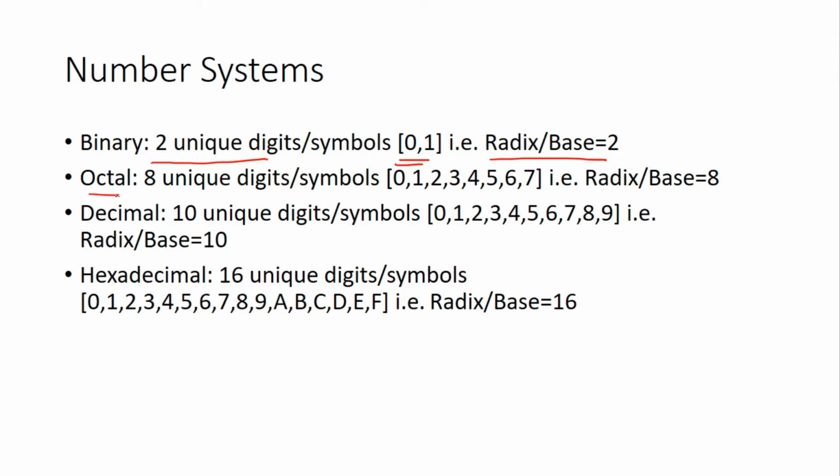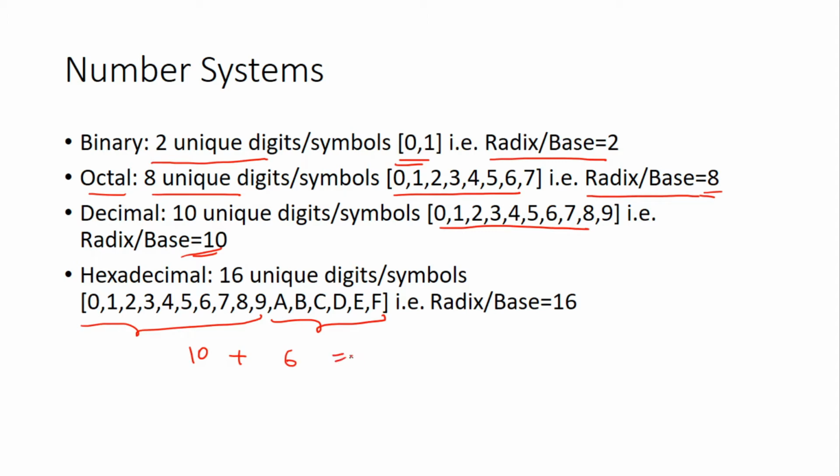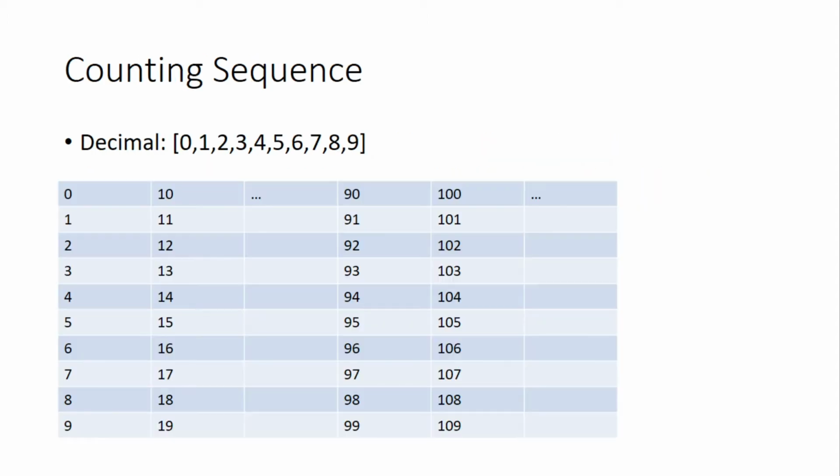In octal, we have 8 unique digits from 0 to 7. So 0, 1, 2, 3, 4, 5, 6, 7. And the radix or base for octal is 8. For decimal, the radix or base is 10 because we have 10 unique digits from 0 to 9. And in hexadecimal, we use 16 unique digits. So we have the usual 0 to 9 from decimal, and we have 6 special symbols: A, B, C, D, E and F. So that makes the total radix or base equal to 16.